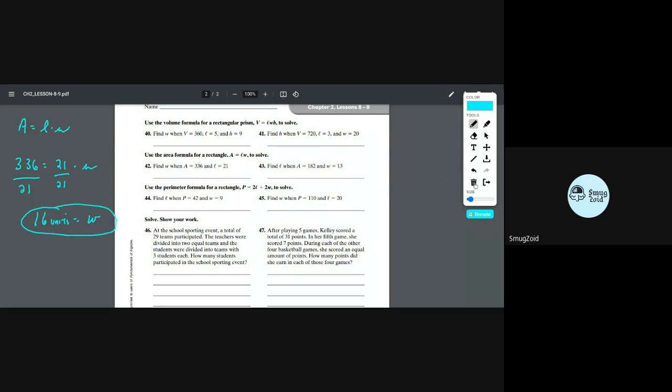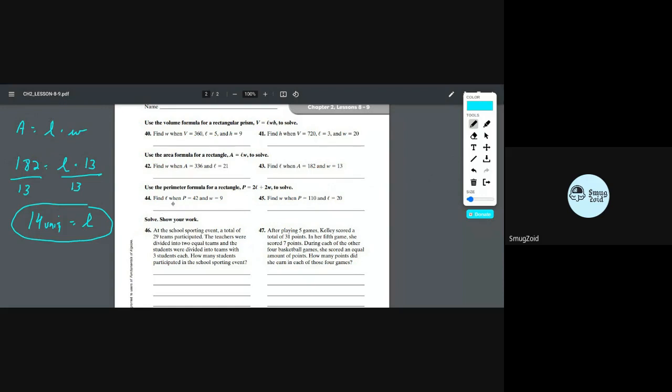Let's look at 43. Once again, my area equals my length times my width. If 182 equals L times 13, I divide this side by 13, I divide this side by 13, and I will get 14 units. I don't know what the measurement is, equals L. And that's how you solve that guy.